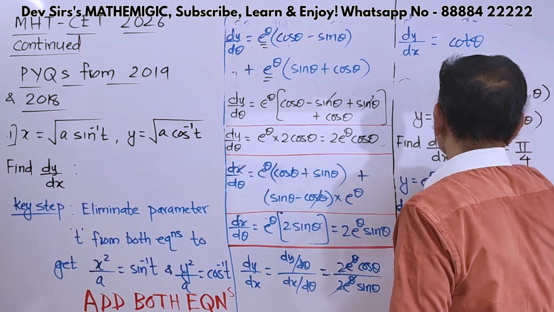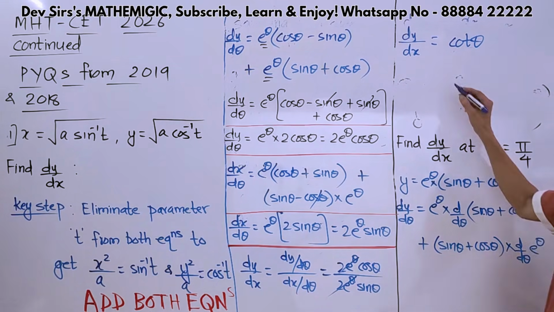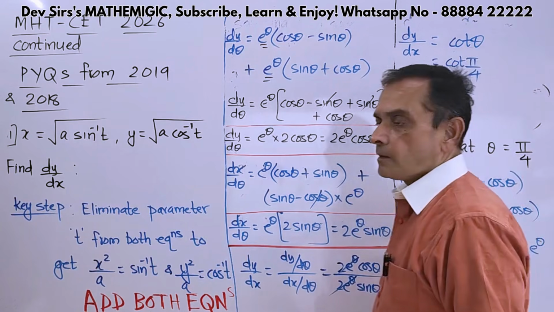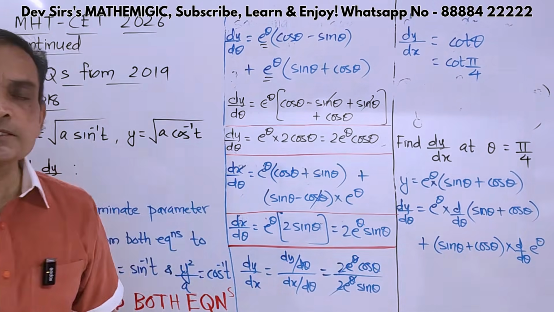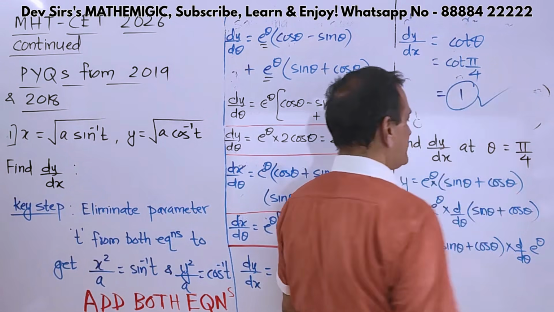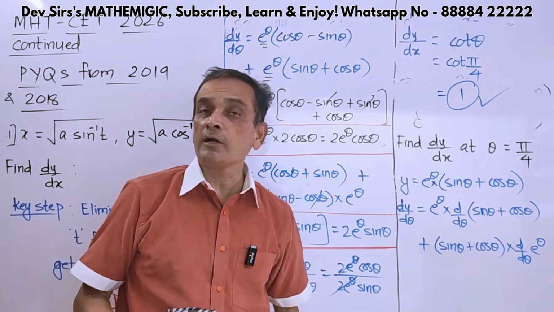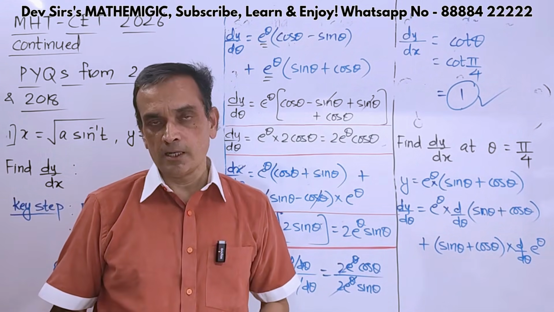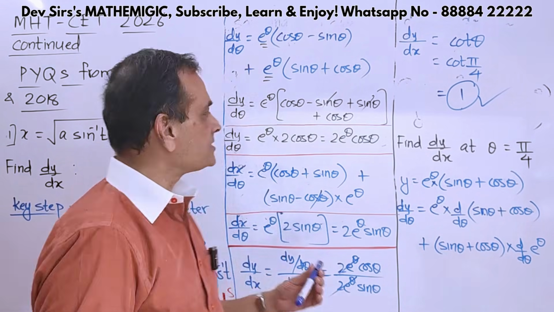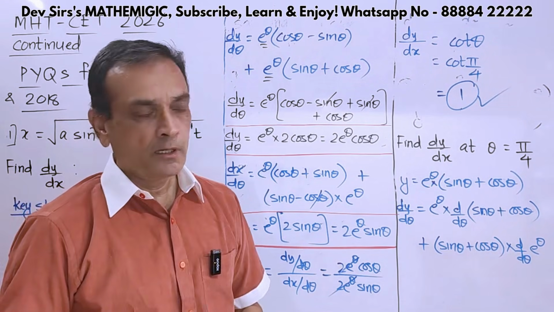So what is the question asked? Find dy by dx at theta equal to pi by 4. Pi by 4 is 45 degrees. 10th standard you know, tan 45, cot 45 is 1. That is our answer. So in certain cases, you have to use the regular method when you cannot eliminate the variable theta or t. Variable separation, from yesterday's problem and today's problem, we removed t and then we use the direct method.